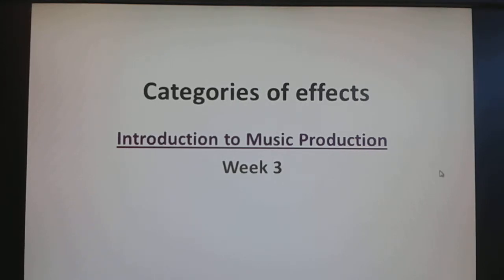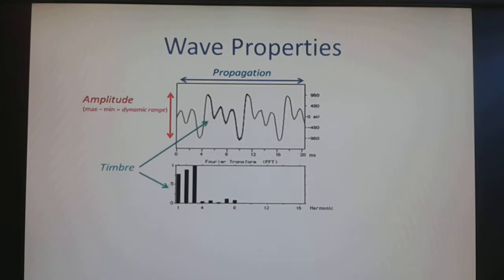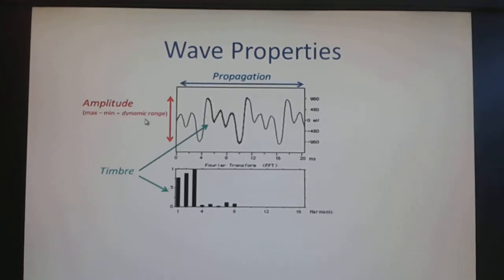Today we'll be talking about categories of effect. So let's get started here by reviewing a wave property by looking at this waveform here, and we can see that it has an amplitude, and that is basically the magnitude of it, and the difference between the maximum and the minimum, that is called the dynamic range.